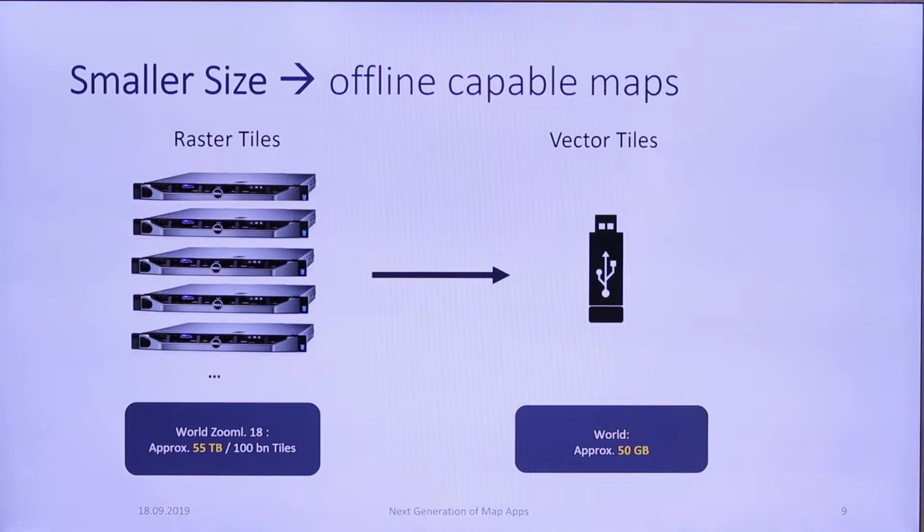And also another big advantage is the size, when we compare the size of raster tiles to the size of vector tiles. Because with raster tiles we have terabytes of data. For example, if you want to render it until zoom level 18, we have approximately 50 terabytes of data. With vector tiles we can now store the whole world with only, for example, 15 gigabytes approximately. So this all fits on a USB stick. And this also made it possible that we now have offline capable maps.